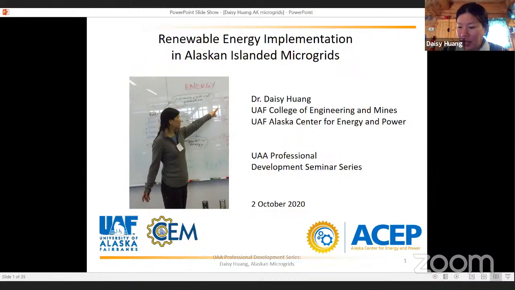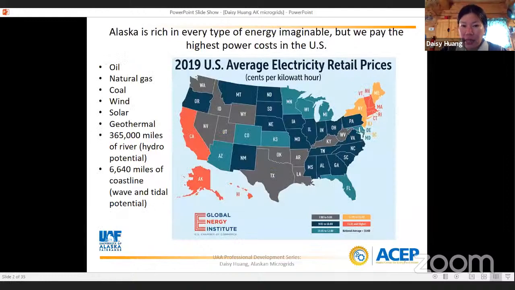So here we are, and I'm going to talk about rural energy. A lot of you know this, but I'm going to give some background. Alaska has basically every type of energy available that is used anywhere on utility scale, but we paradoxically pay the highest power costs in the US. That includes both Anchorage and Fairbanks and the rural communities.